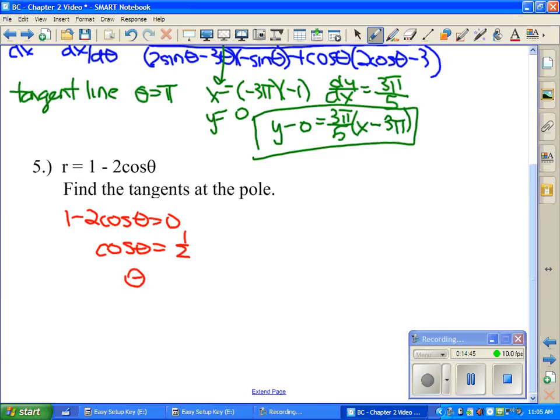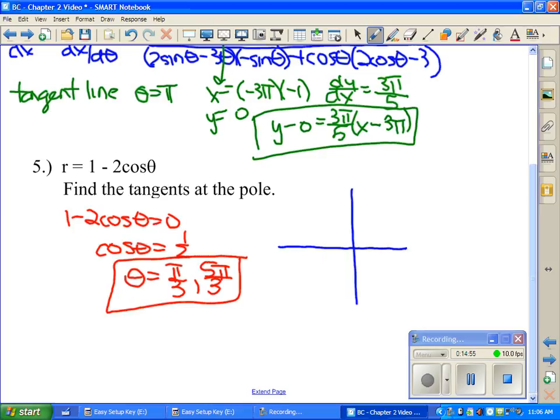But we actually stopped there because, if you recall, theta equals pi over 3 actually graphs a line in polar form. So 1 minus 2 cosine theta is a cardioid. It looks something like this. So theta equals pi over 3 is the line that goes to the origin at an angle of pi over 3, and that's tangent to the pole. And then theta equals 5 pi over 3 is the other one. So you could actually stop there for your equations of lines as a result.